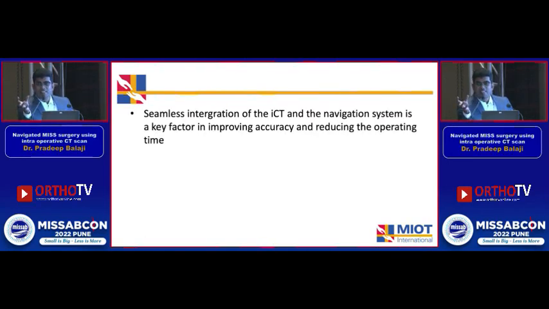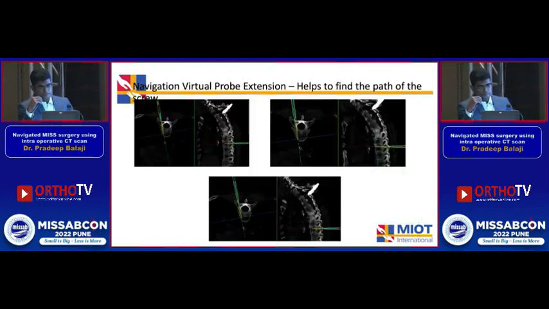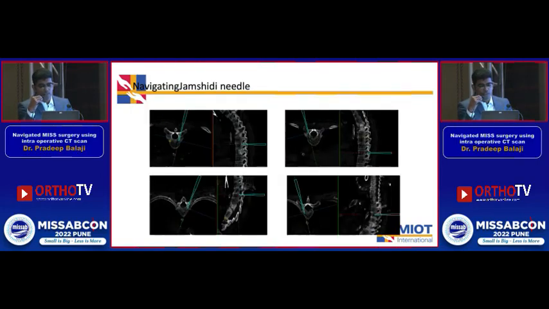The seamless integration between the intraoperative CT and the navigation machine is the key factor in reducing the operating time. As I've said already, first we have to calibrate both the intraoperative CT and the navigation machine, and we take an intraoperative scan, and after that the surgery is based only on navigation. We use the navigation virtual probe extension feature for planning the entry points and navigating the screws.